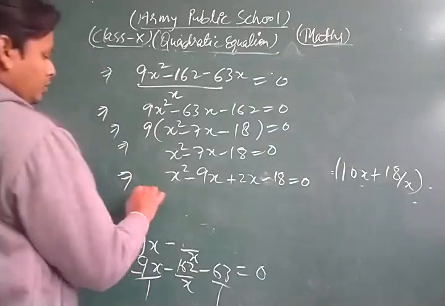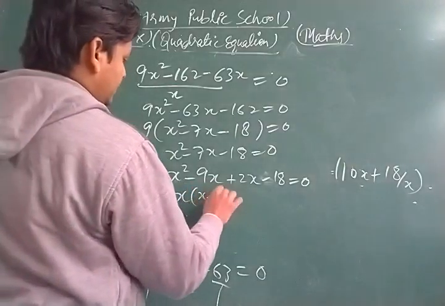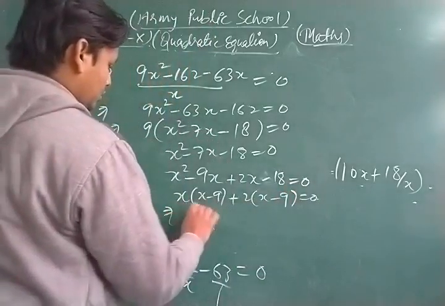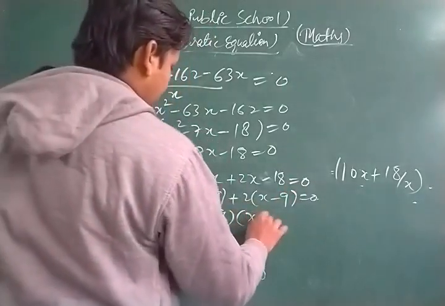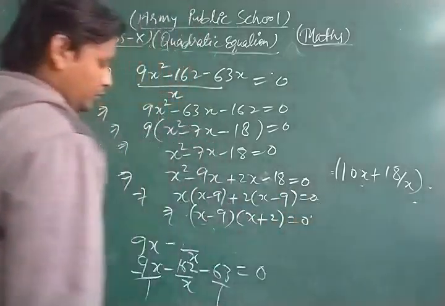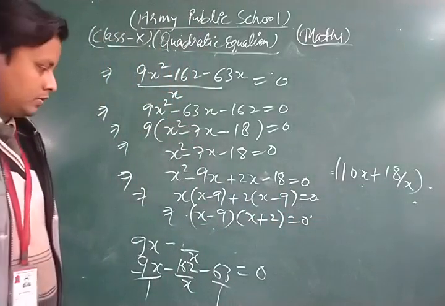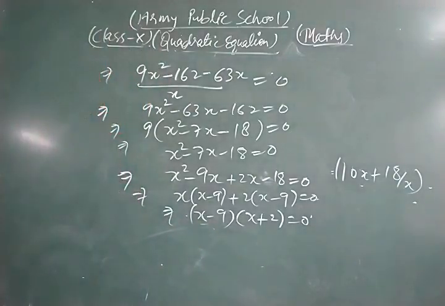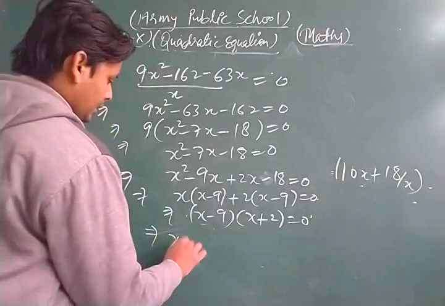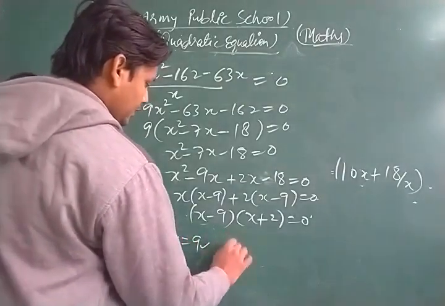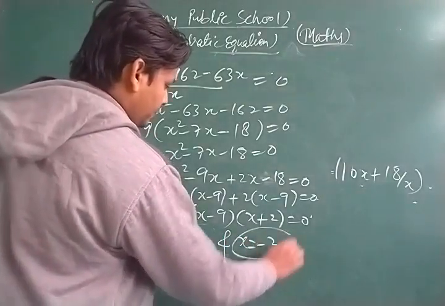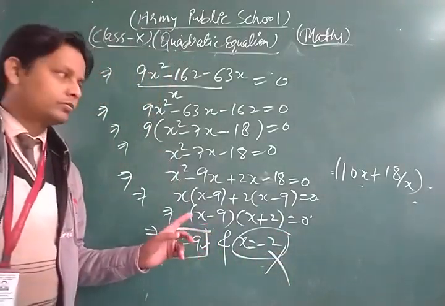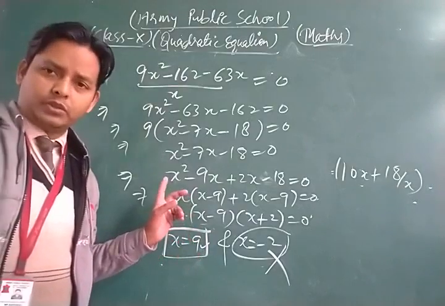Now look, we take x common, so x minus 9 times x plus 2, that is (x minus 9)(x plus 2) is equal to 0. So x is equal to 9 we take, and x is equal to minus 2 cannot be taken, so we only take x is equal to 9 after solving the quadratic equation.